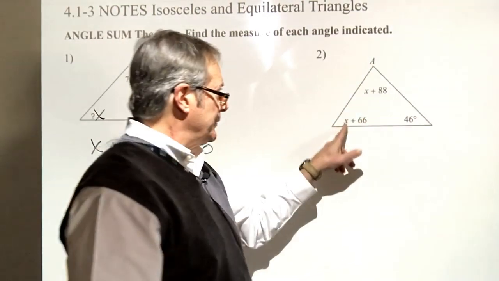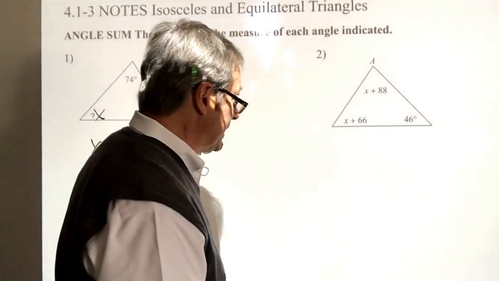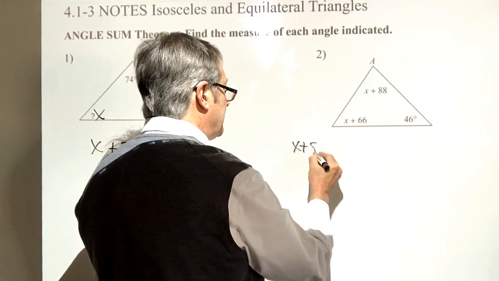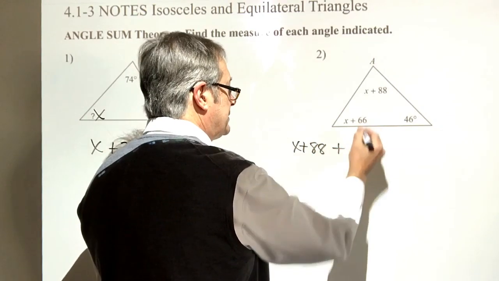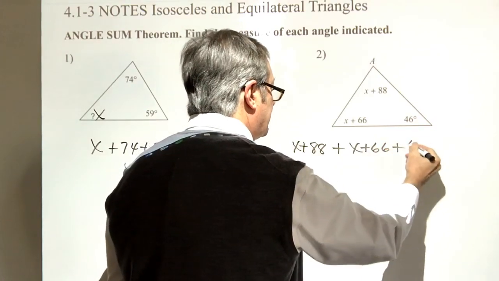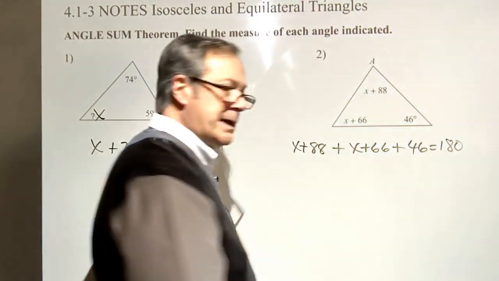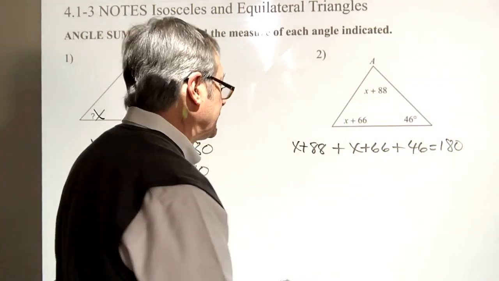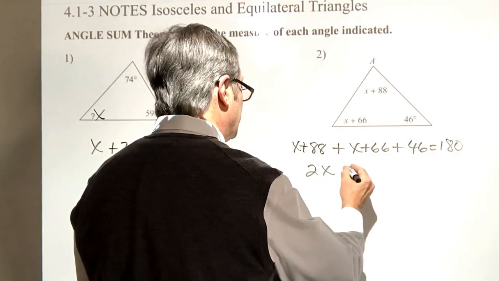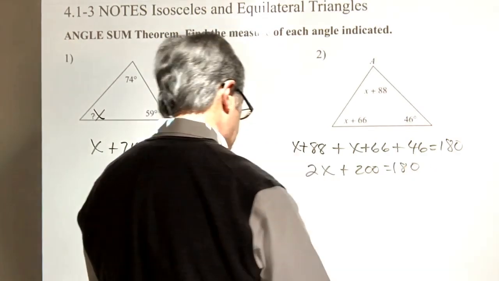Now the same thing applies here. We know that in number 2 these three angles must add up to be 180. So if we're solving for X, we take that top angle, X plus 88, add to it this bottom left angle, X plus 66, add to it this known angle, 46 degrees, and together all three have to add up to be 180 degrees. So combining like terms, we get 2X plus 200 equals 180 degrees.